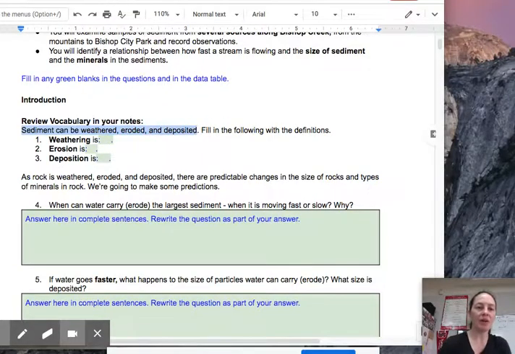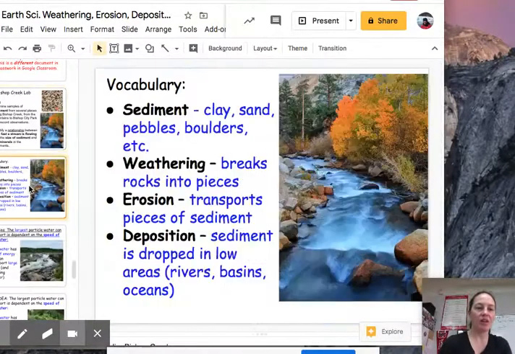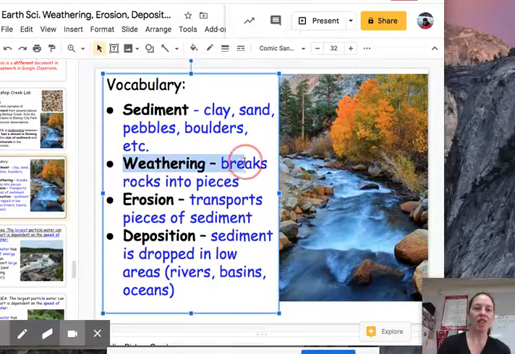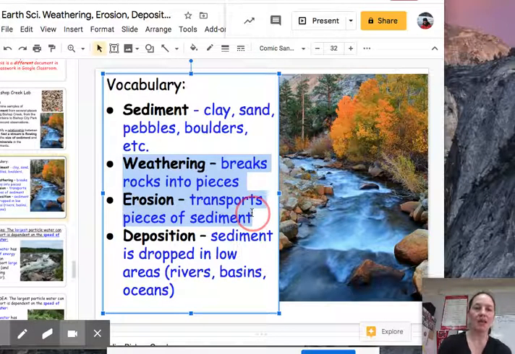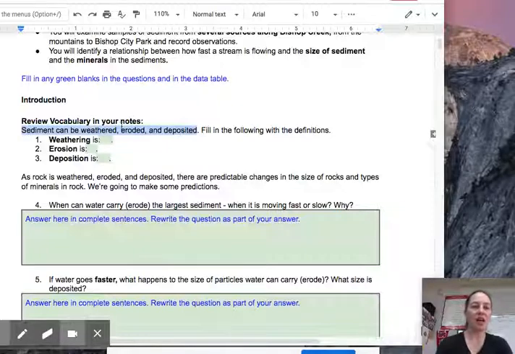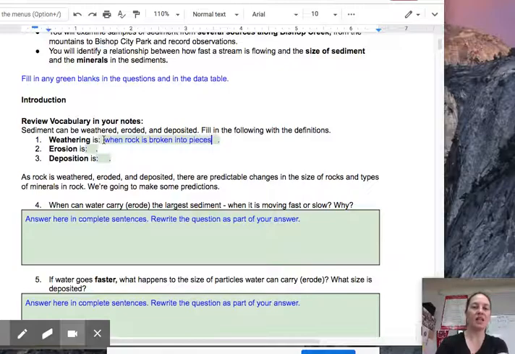So going back to our slides, sediment is clay, sand, pebbles, boulders. It's any size of rock. Weathering is when that rock is broken into pieces. Erosion is when those pieces of sediment are transported. And deposition is when the sediment is dropped in low areas like a river, a basin, or an ocean. So when you come back to your lab, you can put weathering is when rock is broken into pieces like that. So go ahead and fill in the definitions right here.